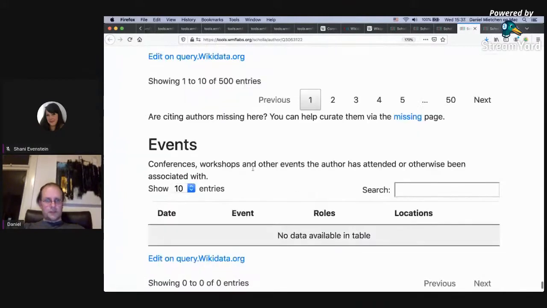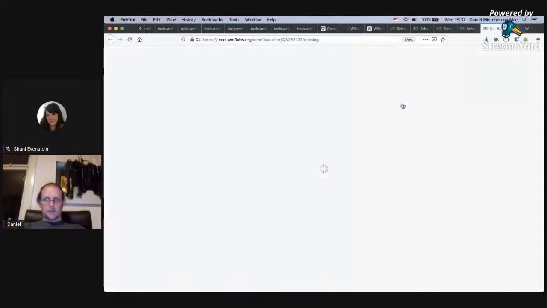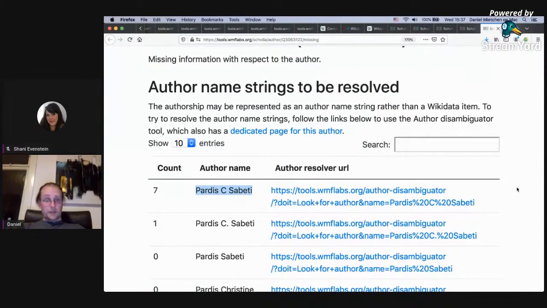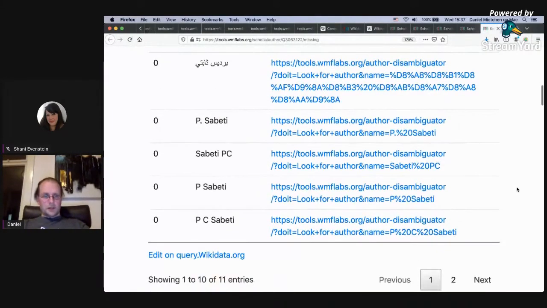And if she had attended any conferences that Wikidata would know about, then these would be listed here. And also for her, we have such a missing page. So some of the things that we already know we don't know about her. So yeah, for instance, here we have 7 papers that have the string partis si sabete and another one si dot sabete as their author, which is likely her papers. It's just that nobody has curated that on the Wikidata end yet.